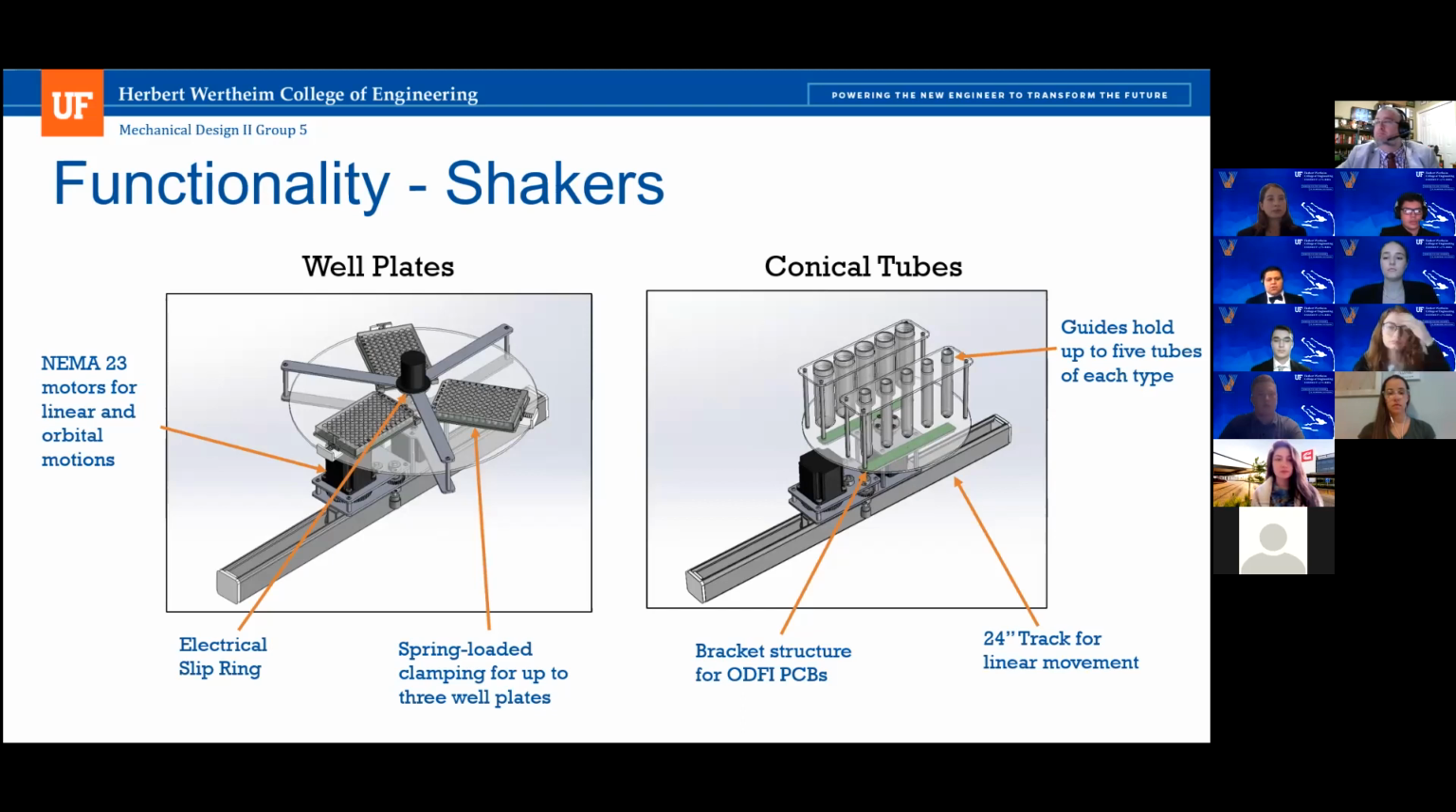Additionally, for the OD and FI measurements, there are several OD FI PCBs below each of the well plates and conical tubes. These are used to illuminate the samples when the OD and FI samples are being measured.